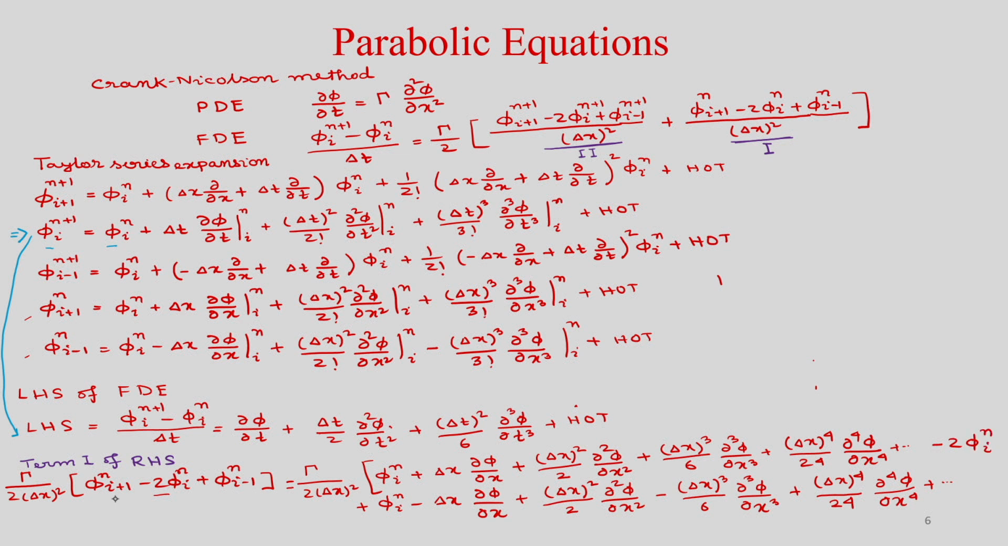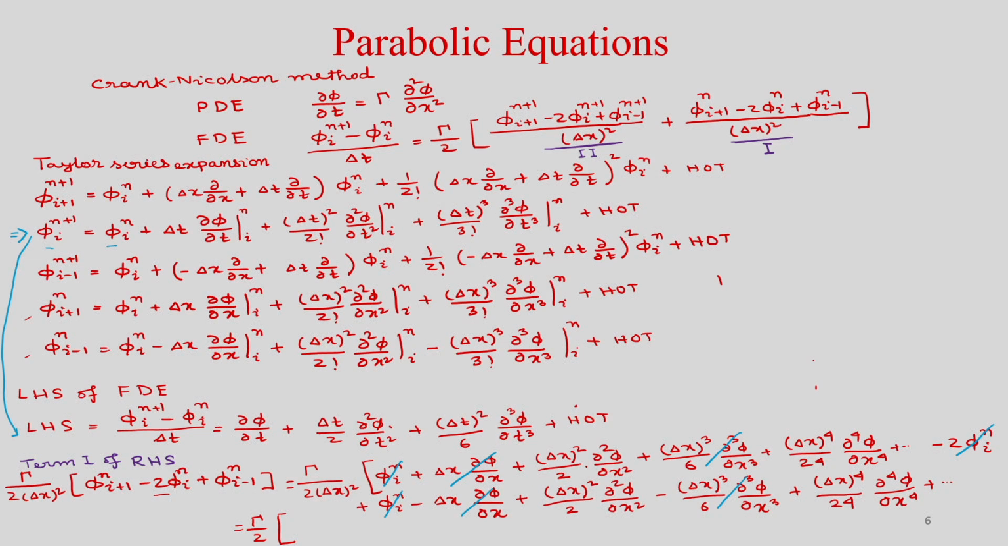Now let us see. You can see that this is your phi I n, this is 2 phi I n, and it is minus 2 phi I n, so it is cancelled out. These also will cancel out, plus and minus. So, whatever terms you have, let us write down here. So, delta x square you just divide with each term. So, you are going to get gamma by 2, gamma by 2.